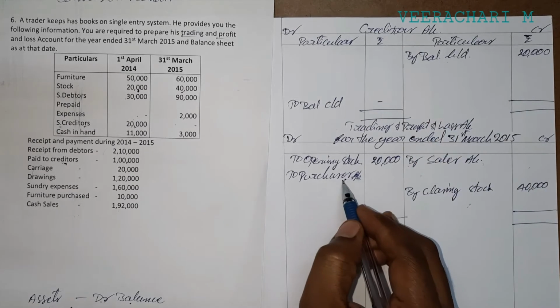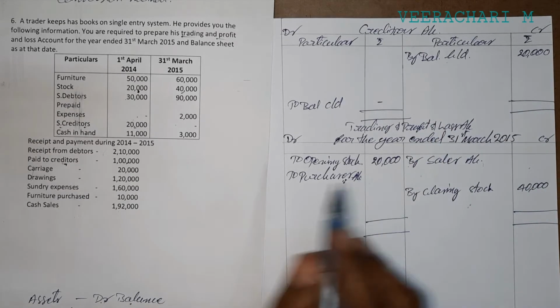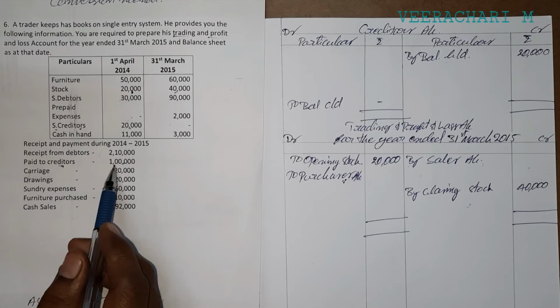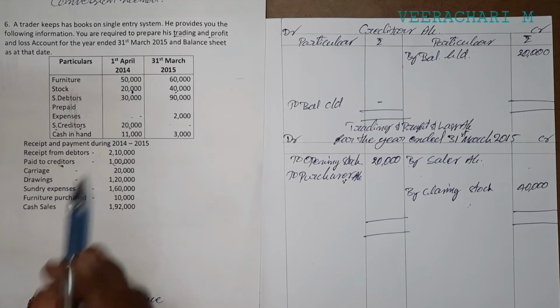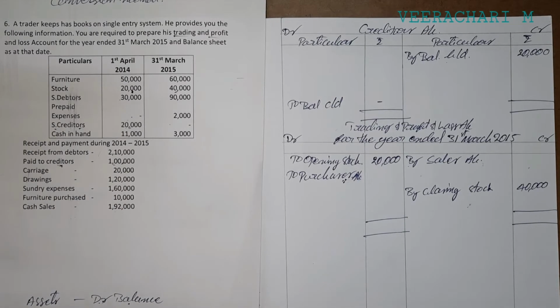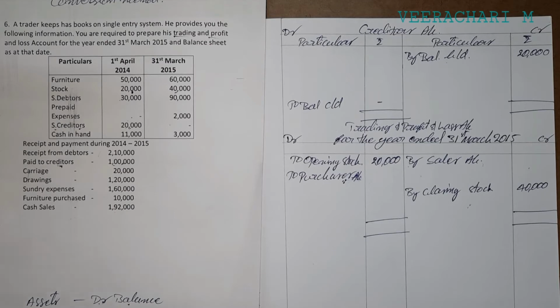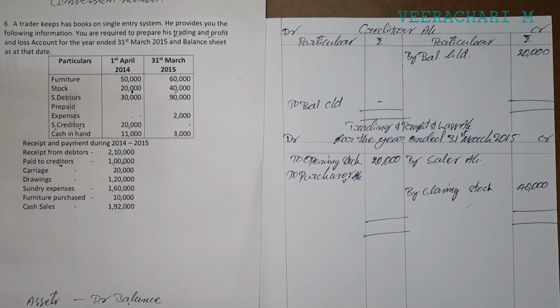Next, the creditors account shows the purchases. We should compute the purchases. Is there any payment to creditors? Yes, in the adjustments, paid to creditors is 1 lakh. If it is a payment, we should credit the cash account and debit the creditor account. That is creditor account debit to cash account.